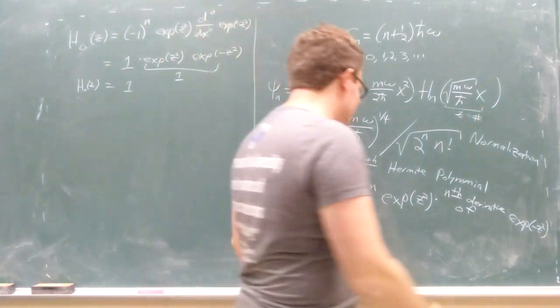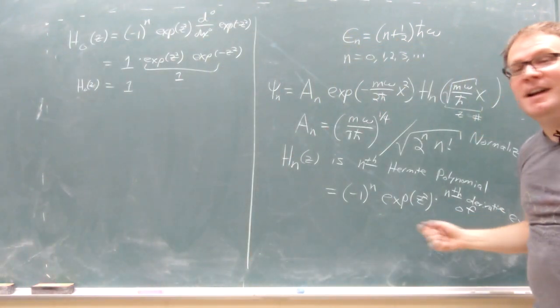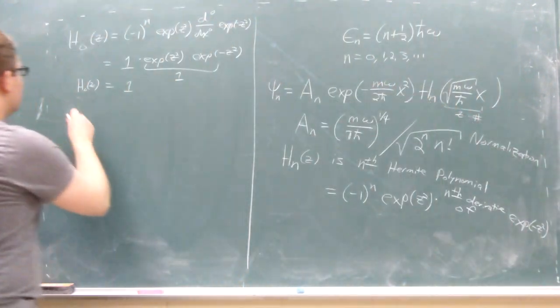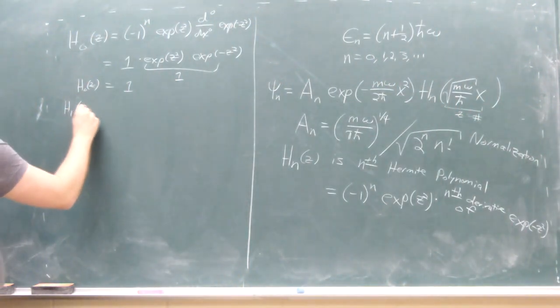And I know what you're thinking. This is a complicated way of saying this equals 1. Well, the power comes in when you want more advanced numbers here. So let's try H1 of z.